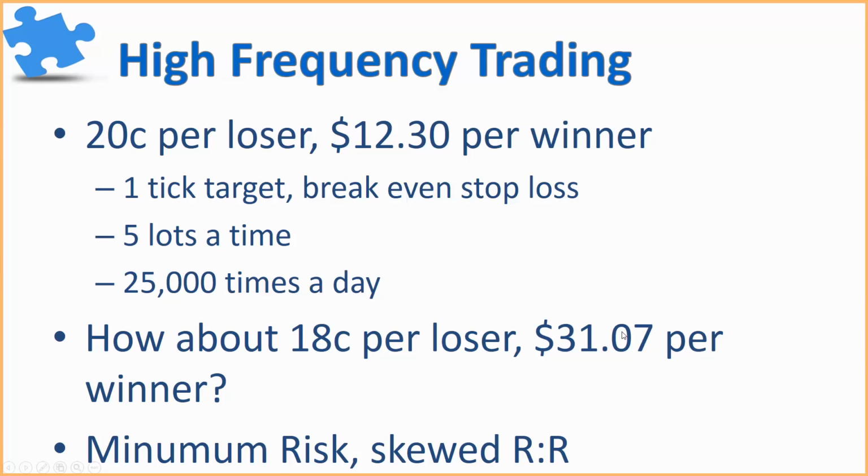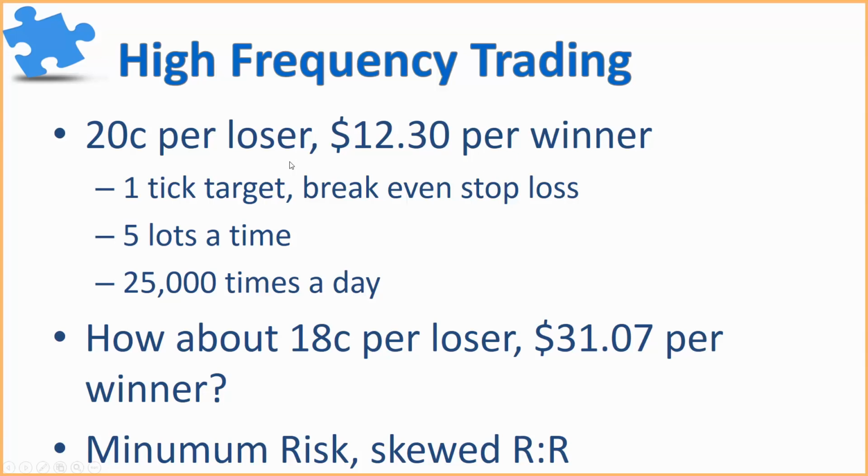But anyway, let's stick to futures markets because it's what we all know, and consider the following strategy where your losing trades cost you 20 cents and your winners get you $12.30. You've got a one tick target and a break-even stop loss. You trade 5 lots at a time and you do this 25,000 times a day. You've got little or no directional bias. All you care about is getting filled at the bid and then either scratching the trade at break even or getting filled at the offer for a one tick profit.